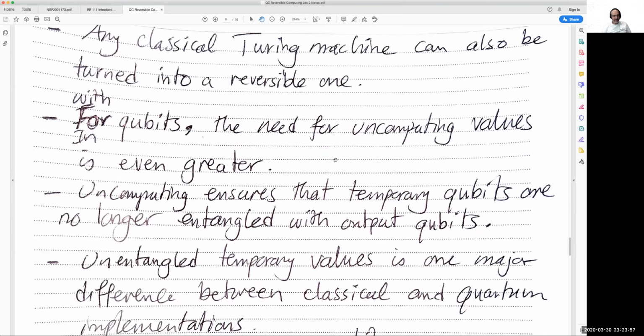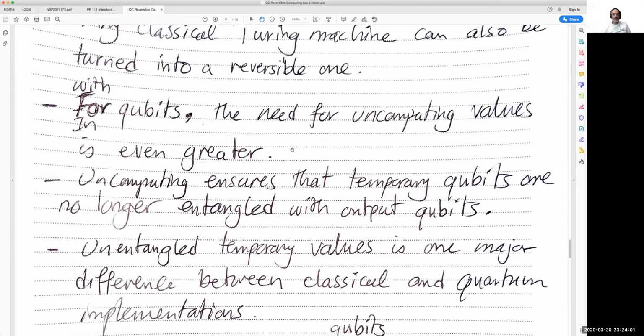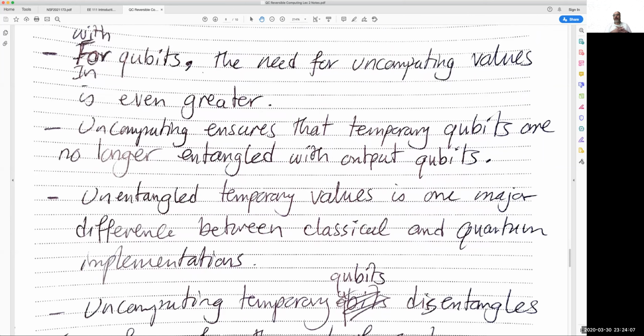So for qubits, the need for uncomputing values is even greater. If you remember when Philip was talking about quantum supremacy, we think it is in the order of 49, 50, or 53 bits, or something like this. So the number of bits is not that big. But since the number of bits is limited, if you are using, say, an 8-bit thing, and then you use all these extra temporary bits and you don't reclaim them, then in a very short period of time, without doing much computation, you've run out of bits already.